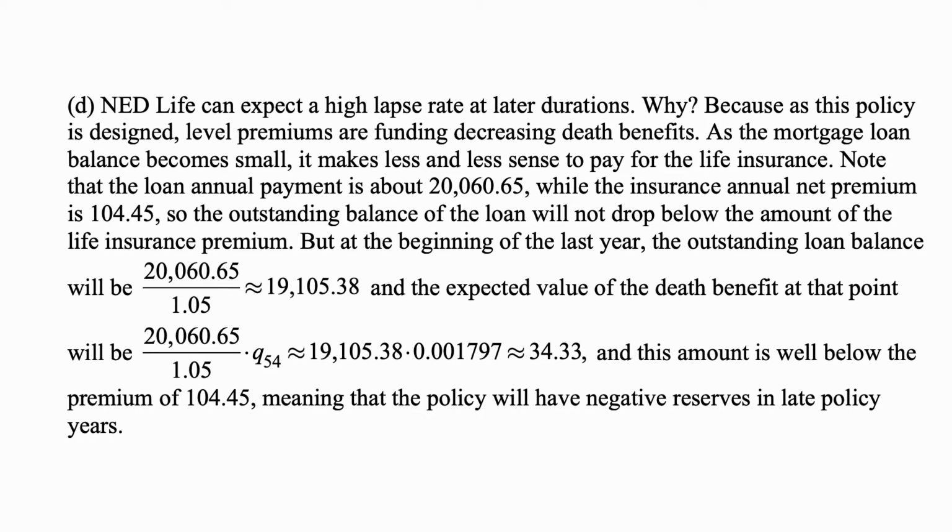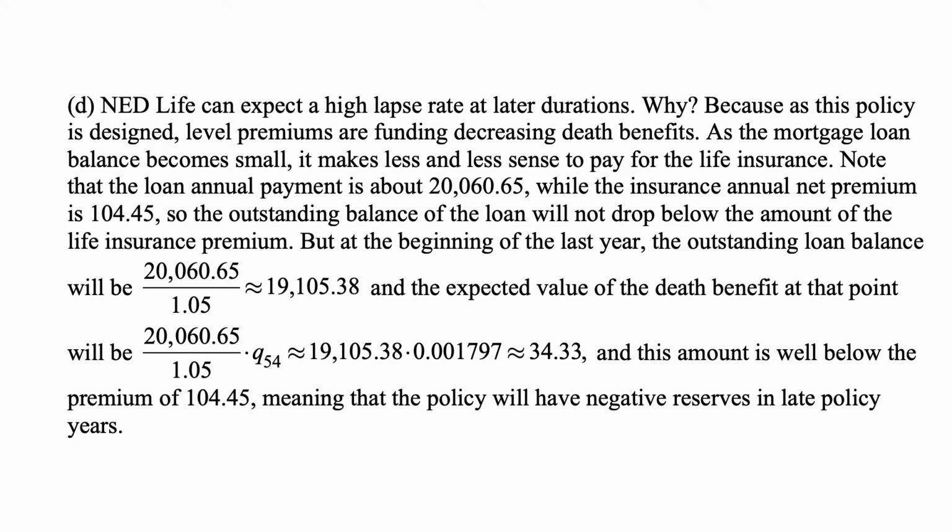But at the beginning of the last year, the outstanding loan balance is the present value of that $20,060.65, so about $19,105.38. And the expected value of the death benefit at that point will be this multiplied by the probability of dying, and that's about 34.33. So you're paying 104.45 for something that is approximately worth 34.33. It really doesn't make sense to do it.